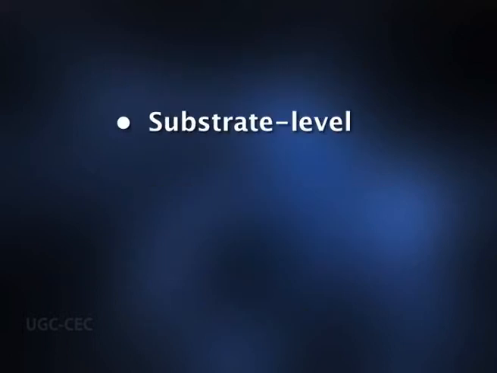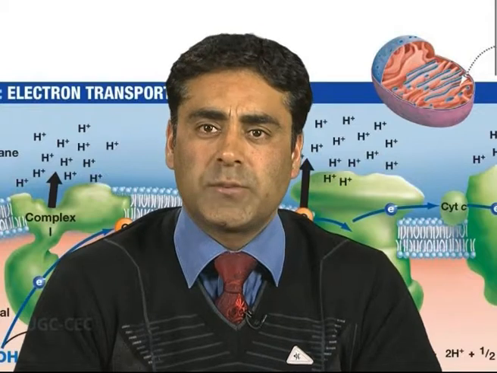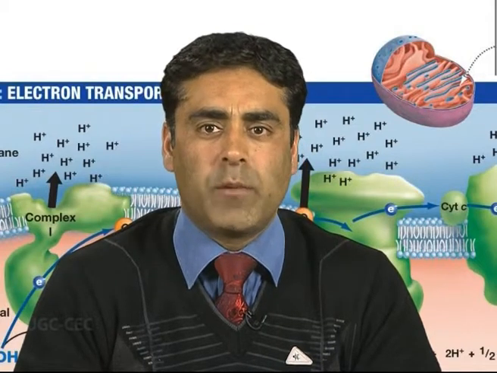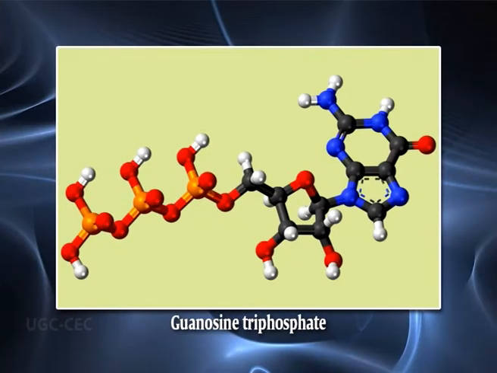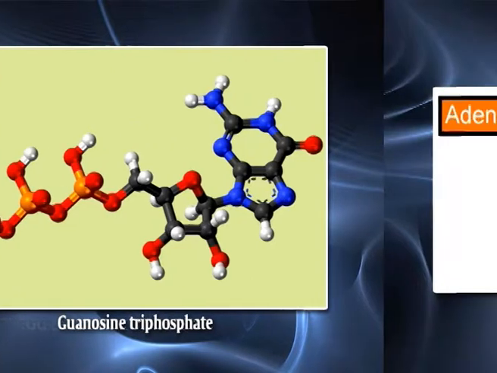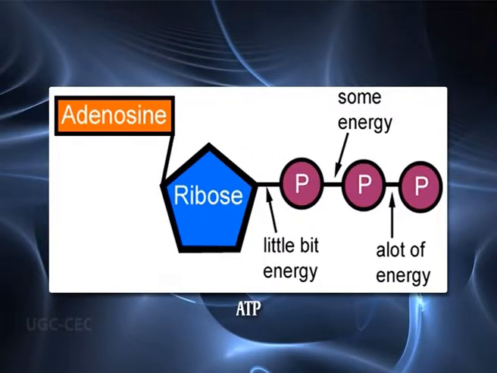Now, we will discuss substrate level phosphorylation. Substrate level phosphorylation is a type of metabolism that results in the formation of adenosine triphosphate, ATP, or guanosine triphosphate, GTP, by the direct transfer and donation of a phosphoryl group to adenosine diphosphate, ADP, or guanosine diphosphate, GDP, from a phosphorylated reactive intermediate.